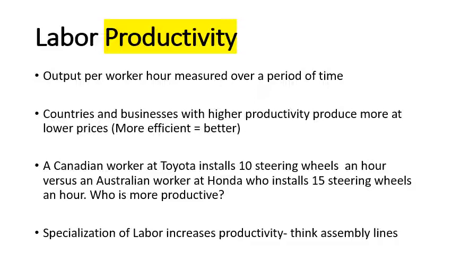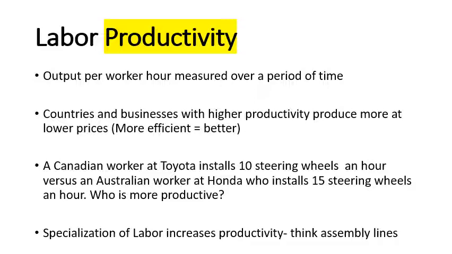So an example here, if there's a Canadian worker at Toyota and they're installing 10 steering wheels an hour versus an Australian worker at Honda who installs 15 steering wheels an hour, who is more productive? Okay, think about that. Who is more productive? Who is producing more steering wheels per hour? It's the Australian worker at Honda. They're doing 15 steering wheels per hour, whereas the person at Toyota is only doing 10 steering wheels an hour. So they are more productive.